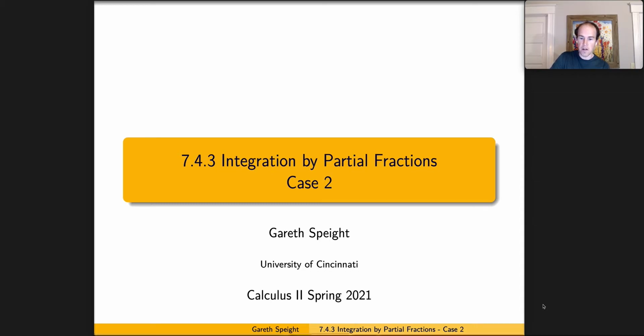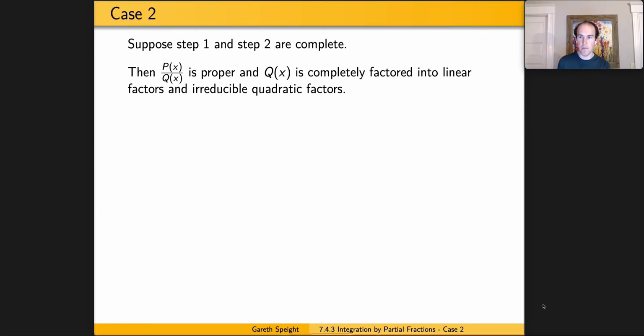In case one, we saw that there are only linear terms and none of them is repeated, meaning that none of them is a multiple of any other. So now we're going to look at case two, and then later there'll be case three and case four. So let's get started with case two.